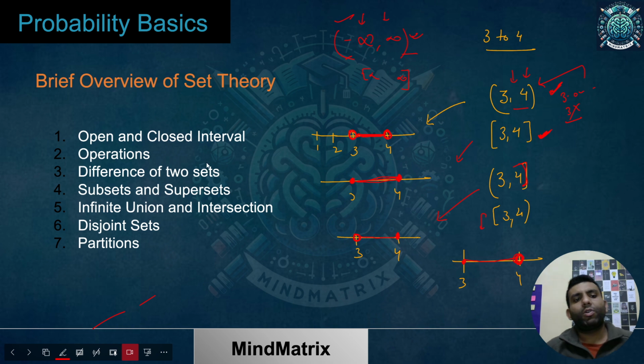Further, if I talk about operations, like union, intersection, subset, power set, whatnot, and then there is a difference, there is a complement. I hope you already know that. In the next slide I have a complete table representing all the operations, which you can refer to, taken from Kenneth Rosen's book.